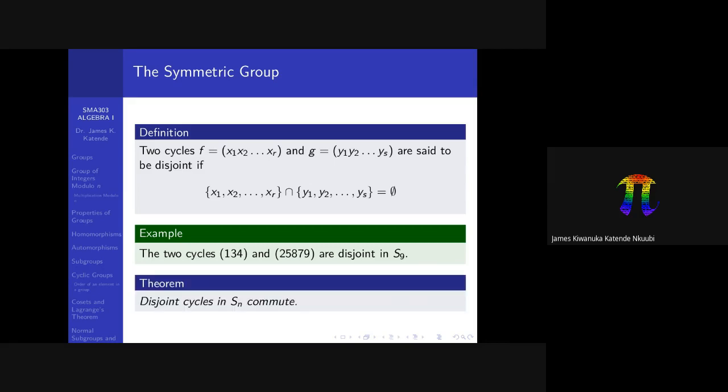So we have a theorem here which says that disjoint cycles in Sn will commute. Commute simply means the order in which you compose them does not matter. You will get the same result. So for instance, if you compose this cycle with this cycle, you can do it in any order. Whichever comes first in the composition, you will get the same answer. So we are going to prove the fact that 2 disjoint cycles in Sn will commute.